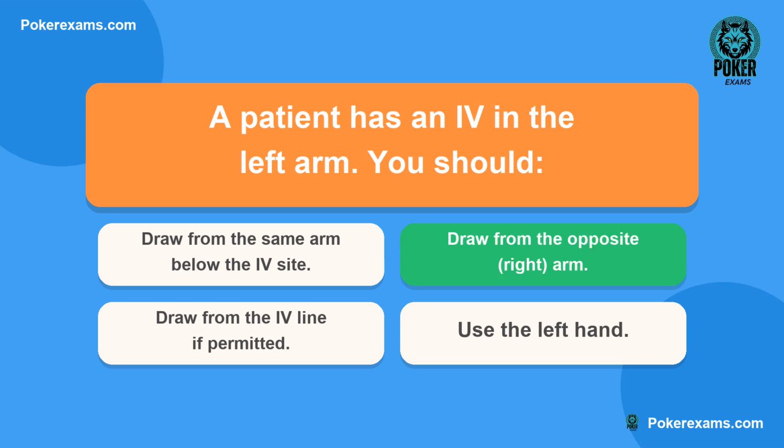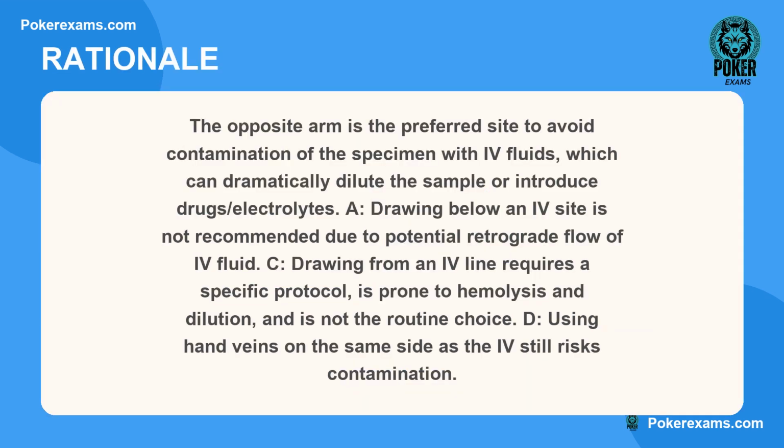The correct answer is B. Here is why. The opposite arm is the preferred site to avoid contamination of the specimen with IV fluids, which can dramatically dilute the sample or introduce drugs/electrolytes.